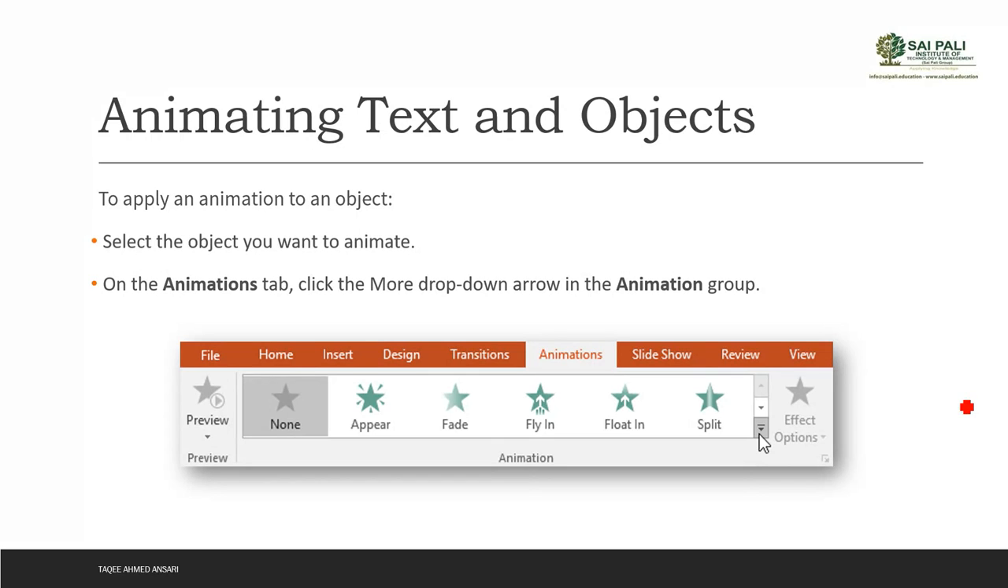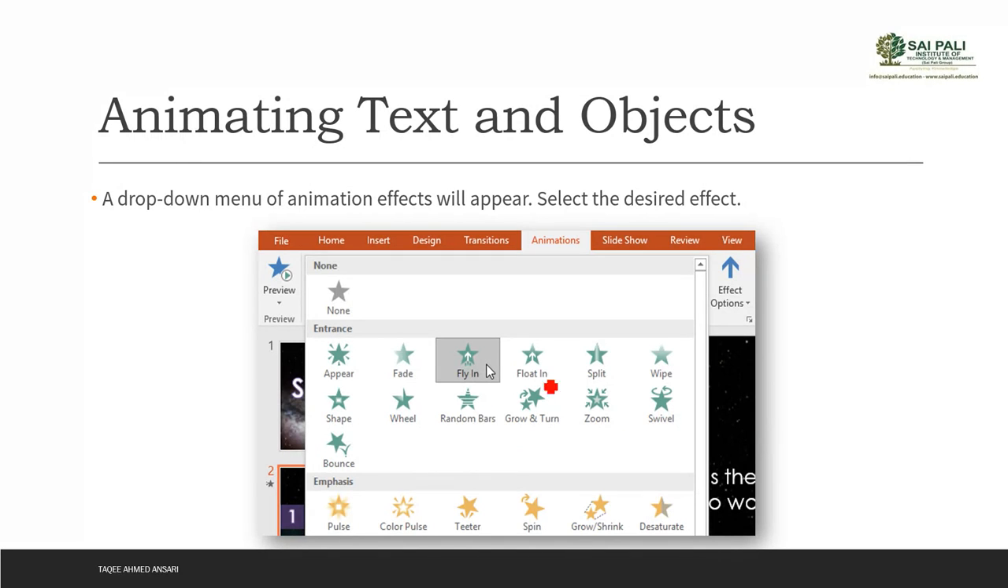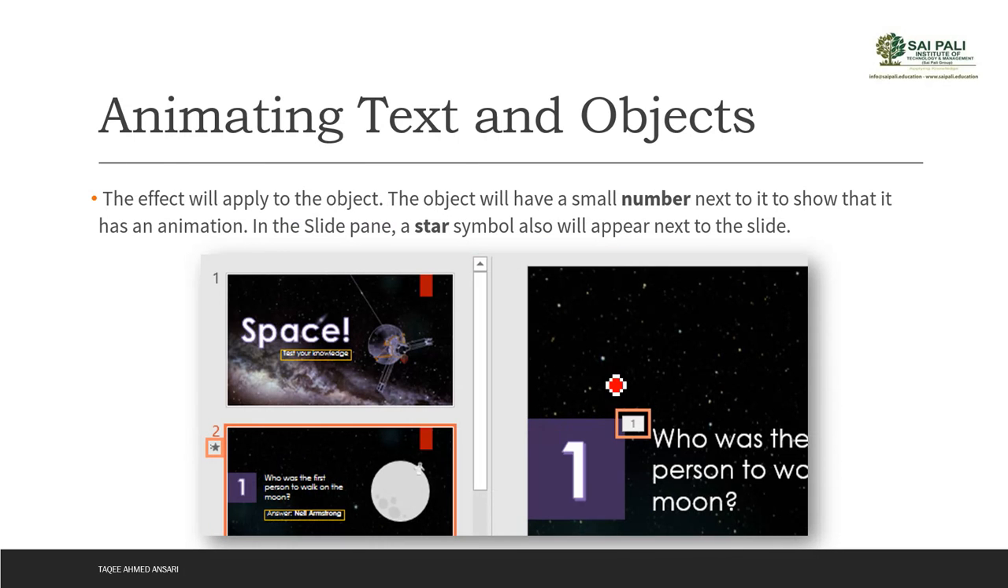Now to apply this animation to the object, first we have to select the object to which we want to apply the animation. Then we go to the animation tab, and from there we have the animation group. By default it shows you the common animations here. If you want to see all the categories, click on the drop down menu and it will show you all the other categories like entrance, emphasis, exit or path. So you select what you want and then it will be applied to that object.